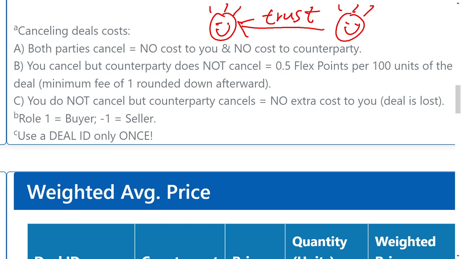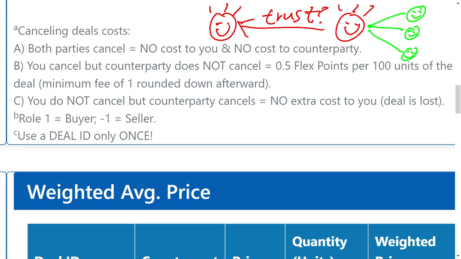And it's a question mark. Do I trust them? Because when you make a deal, they could cancel on you. They could do something that you don't expect. Then what are you going to do? Well, you could go ahead and think about this and talk to other groups, other companies.